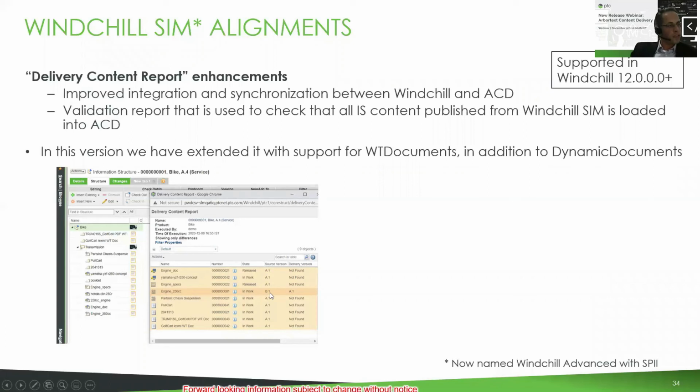So just to give you a couple of examples, it's tracking content that is not yet published, as well as content that is published but not up to the latest version, such as this one over here. You can see that engine 250cc version on the SIM side is B1, whereas in the delivery system it's still A1. So it's giving you a good perspective on the latest published status in ACD, and you can also redirect to see the relevant page of the SIM content directly from this eye icon and complete the publish for things that are not yet published.